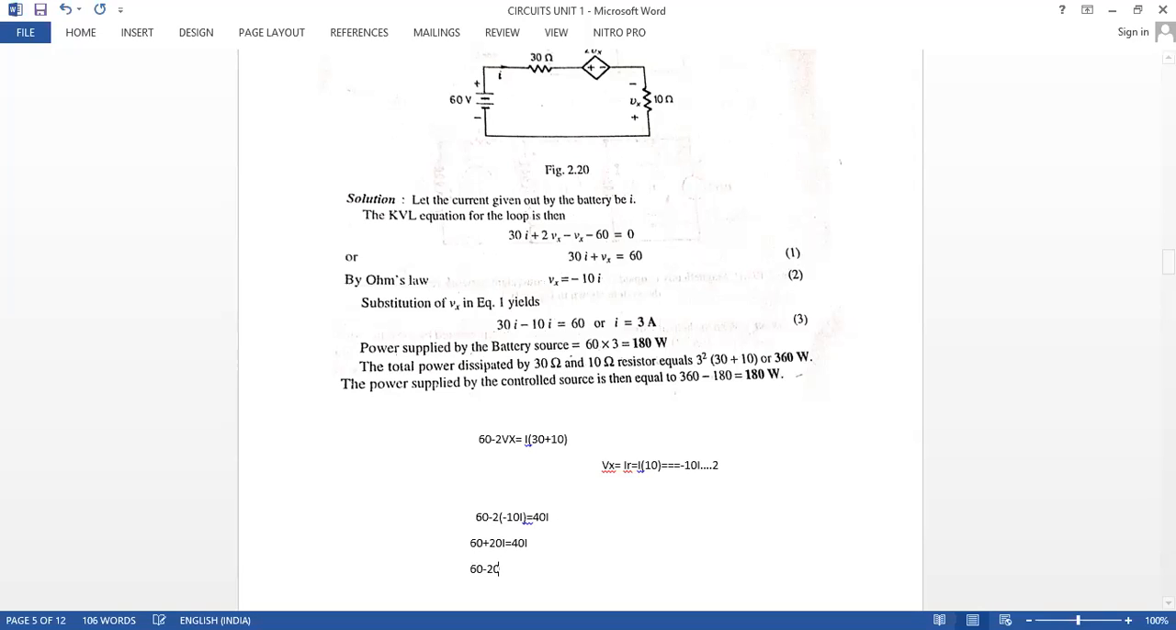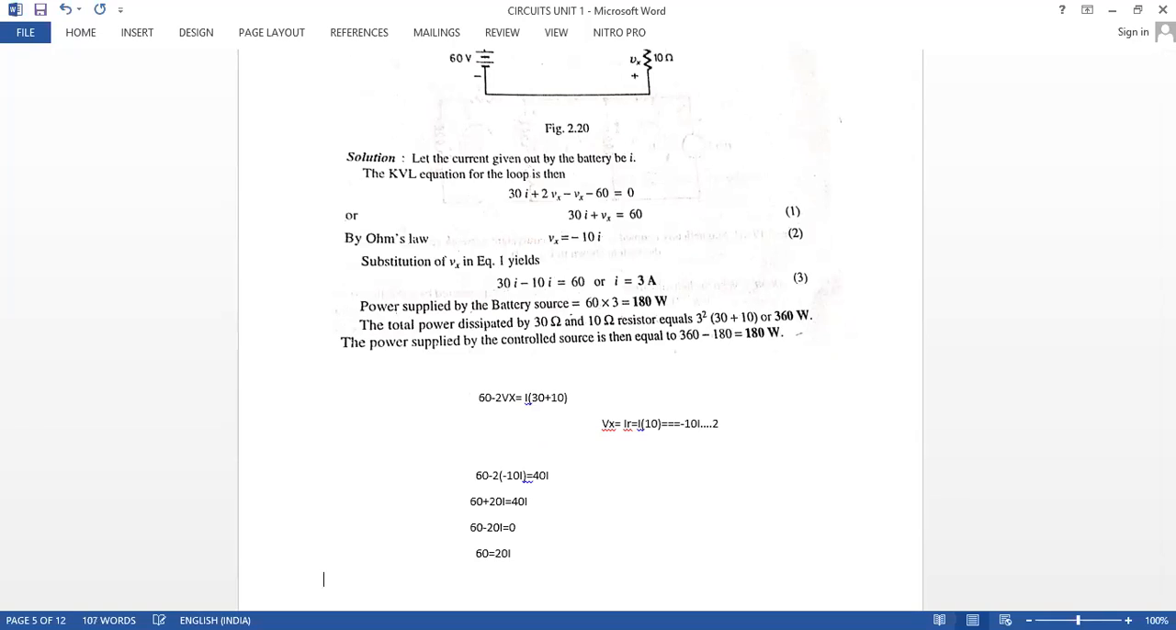60 minus 20I is equal to 0. So we are going to get 60 is equal to 20I, and therefore we get I is equal to how many amperes? Answer: 3 amps. I is equal to 3 amperes. Okay, so now you can check with this particular value. I is equal to 3 amperes.